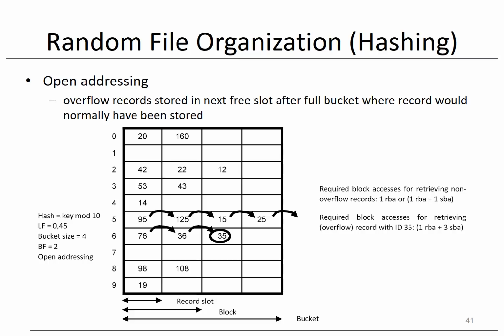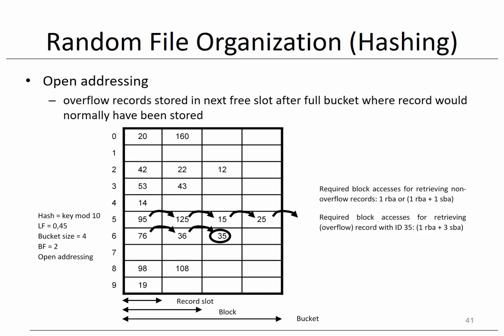The resulting key distribution is far from uniform and doesn't even come close to a random distribution, resulting in bucket 5 being overly stacked, whereas other buckets remain empty. Thus, despite the low loading factor of 0.45, we already have an overflow record. Indeed, the record with key 35 would normally have been stored in bucket 5, but since this bucket is already filled with other records, the next free slot is used in bucket 6.